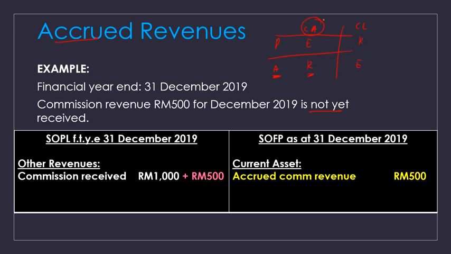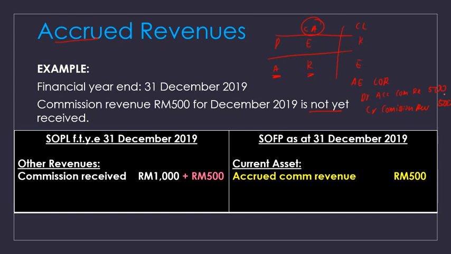So bila dah pun tahu dia current asset, so kita pun boleh buat journal entry. So kita akan debit accrued commission revenue 500, and then credit commission revenue 500.